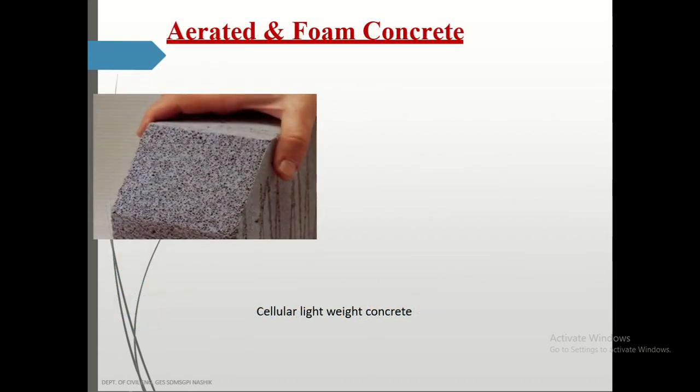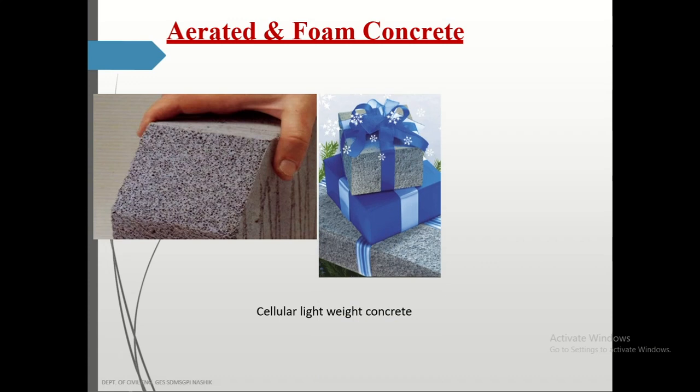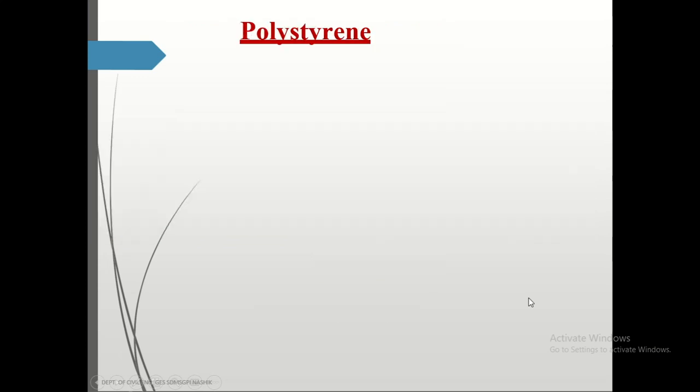You can see the image. This is an aerated, porous concrete. Okay, these are the images. You can see here is a gift, means how lightweight the foam concrete is, because of its cellular structure. Here you can see the foam is generating, and here the foam is prepared. This is called stable foam, and this foam is mixed in cement and sand, and then we get this type of foam concrete cake. Due to this foam, we get a lightweight and cellular structure.